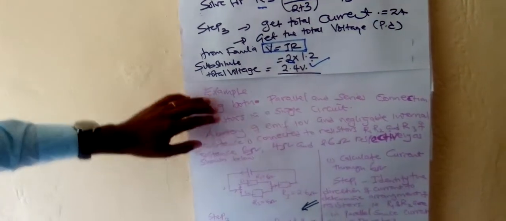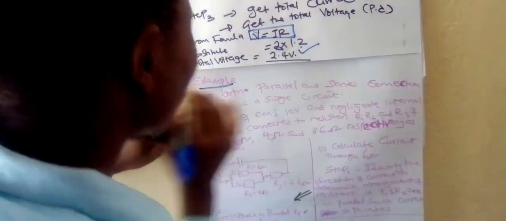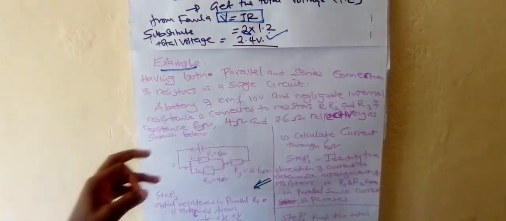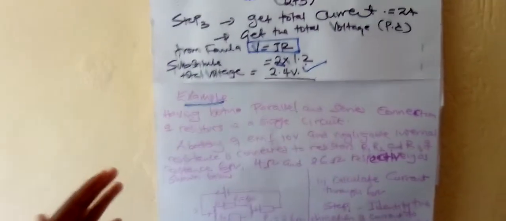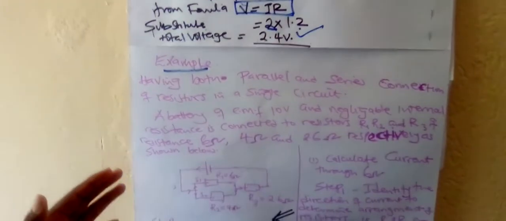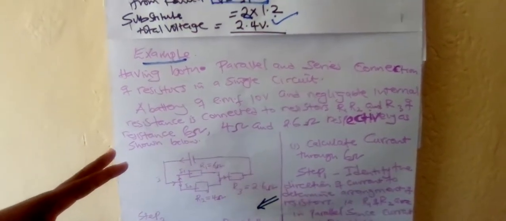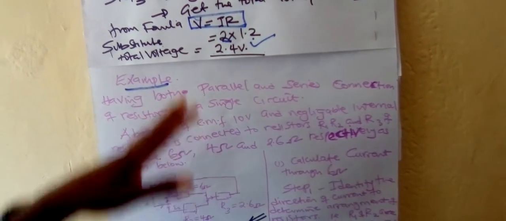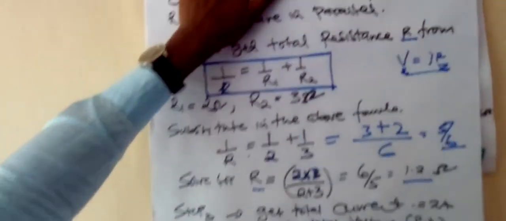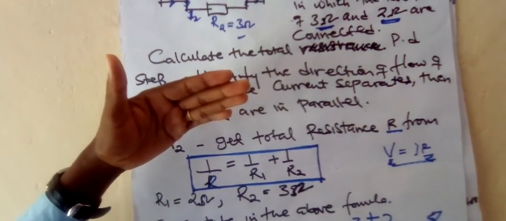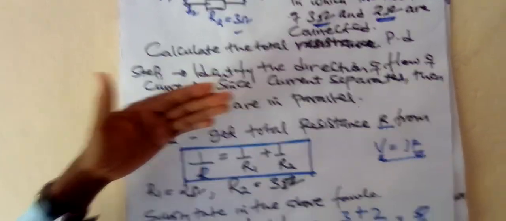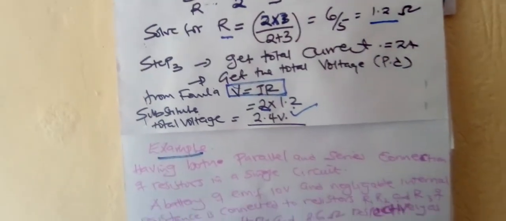Okay, now look at this last example. This is a very interesting example. I want all of us to be very attentive while learning this. It's very interesting. Now, we have both. Here we have been having parallel connection, then there we've been looking at series connection. Here we have both parallel and series connection.